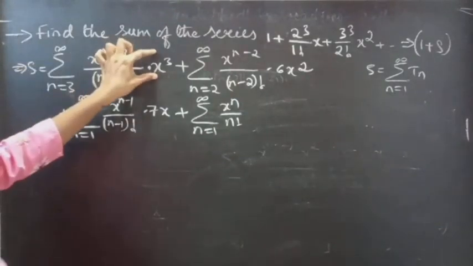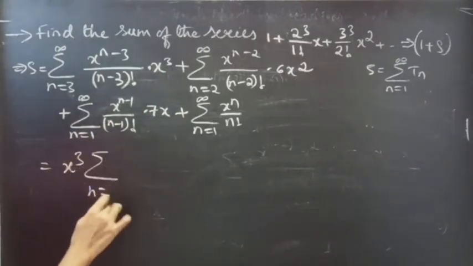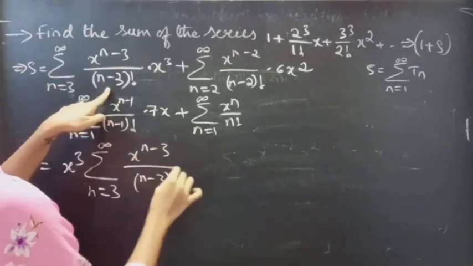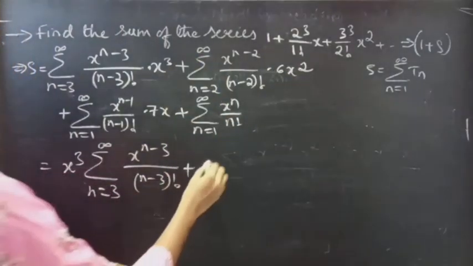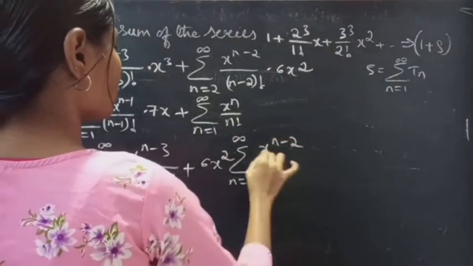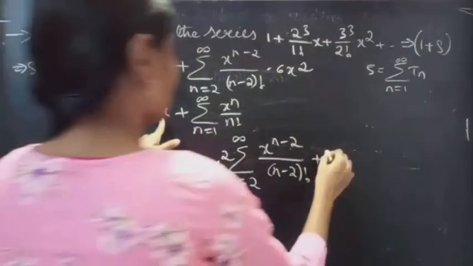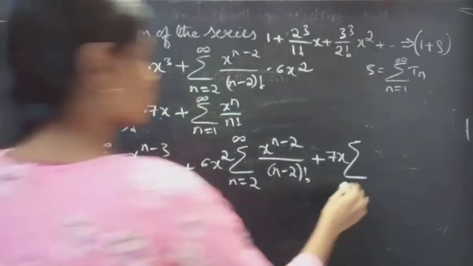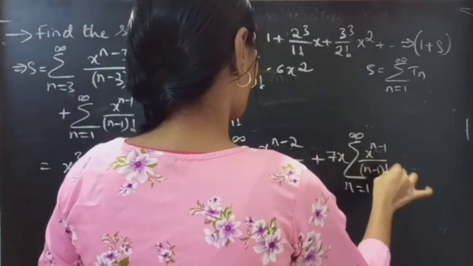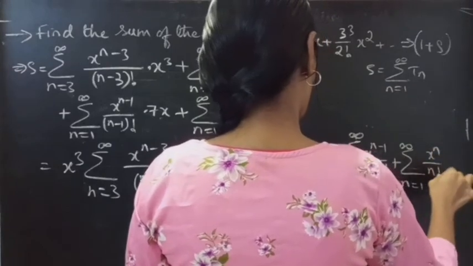Here you can take x cube out of the summation, then you'll get x cube into summation n equals 3 to infinity x power n minus 3 by n minus 3 factorial plus, take this outside the summation, you'll get 6x square into summation n equals 2 to infinity x power n minus 2 by n minus 2 factorial plus take 7x outside the summation, then you get 7x into summation n equals 1 to infinity x power n minus 1 by n minus 1 factorial plus summation n equals 1 to infinity x power n by n factorial.